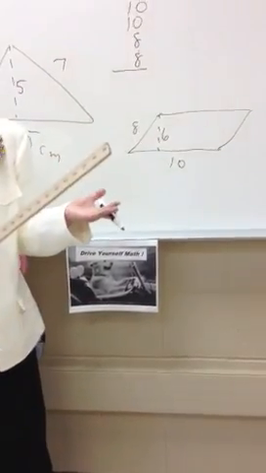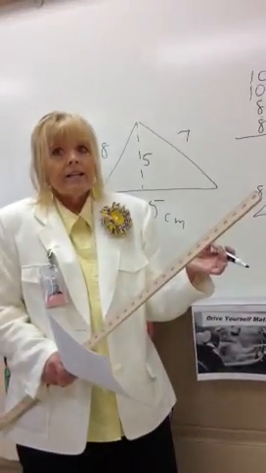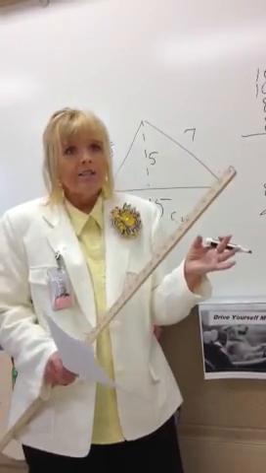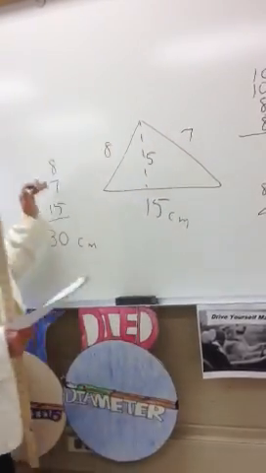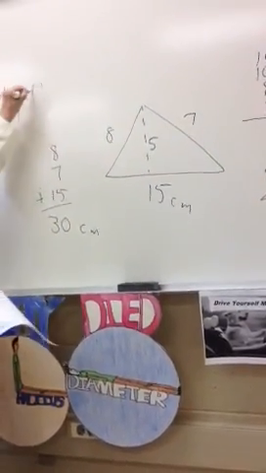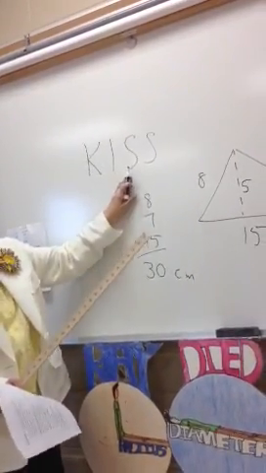So that's the only hard part about set 1. Distinguish which numbers I have to add. Only add up all the sides. How do you get a perimeter? Add up all the sides. Now, my favorite saying is KISS. That stands for keep it simple, stupid.